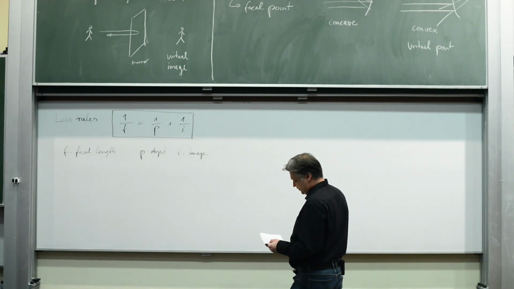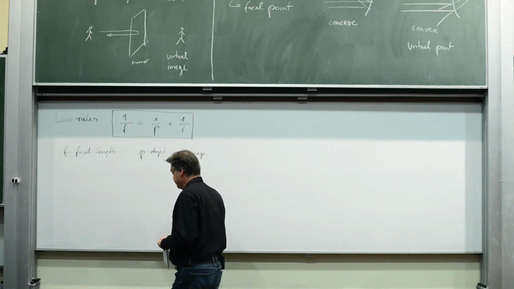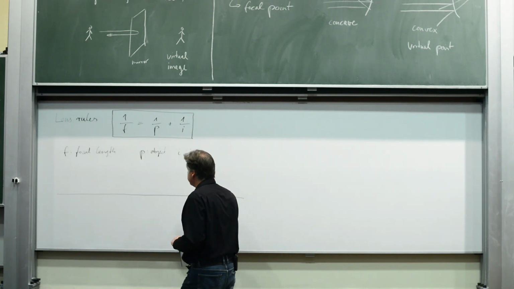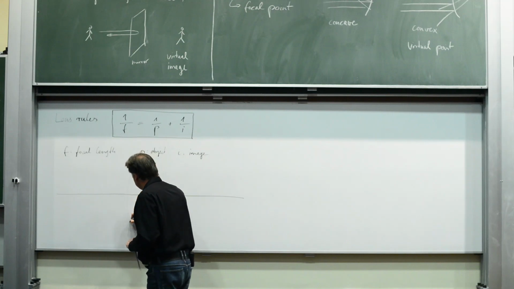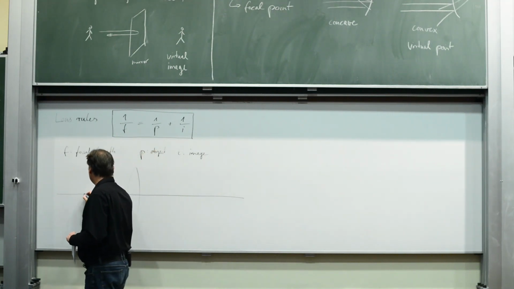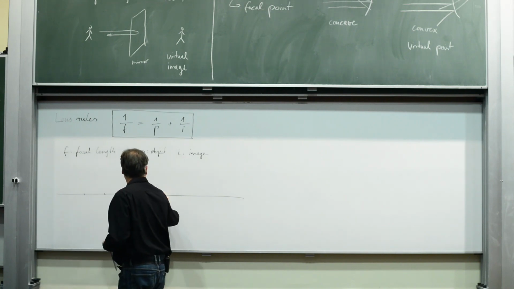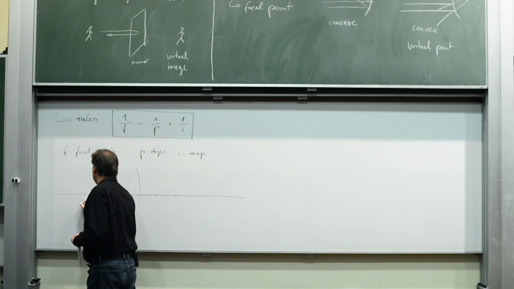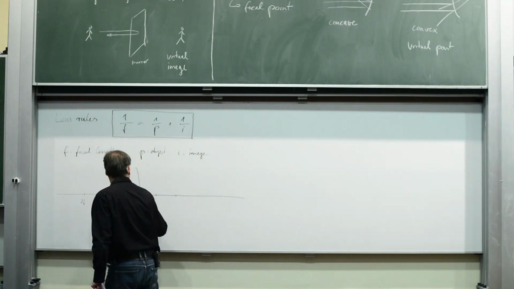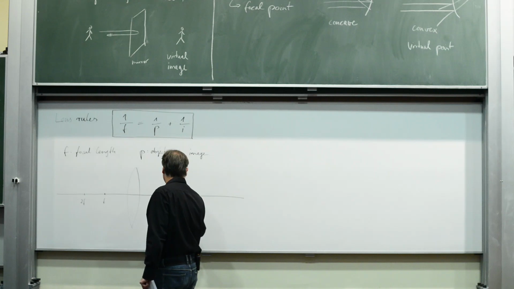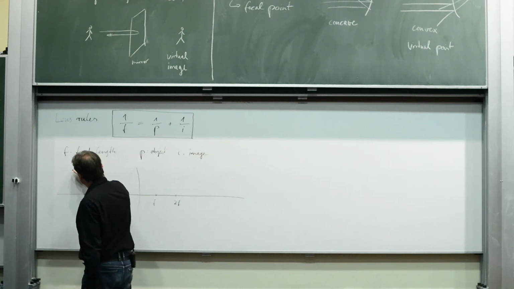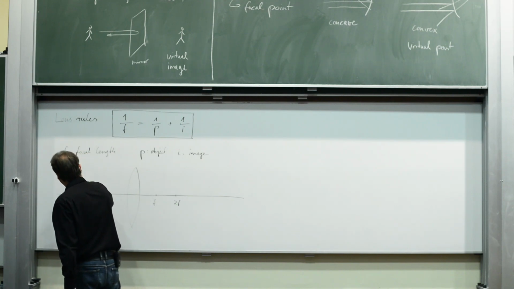So let me try to repeat this for an object which is placed at a further distance than just 2f. F, 2f. F is the focal distance. So we place a larger object here now.